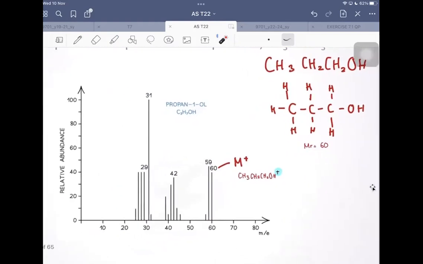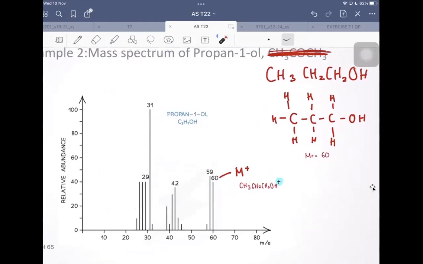Let's see. Okay, so we start at 59. That means I have lost one hydrogen. And how do I know that? Because 60 minus 59 is just 1 unit. And what's 1 unit that can be lost from the molecular ion? So it's just losing the hydrogen. That means 59 is caused by, remember, your fragments have to come from the original molecule, so don't try to make up the fragment, CH3CH2CH2O plus. So that means you have just lost one hydrogen.